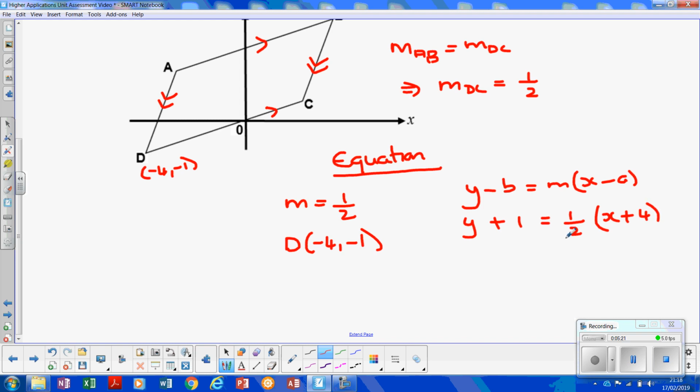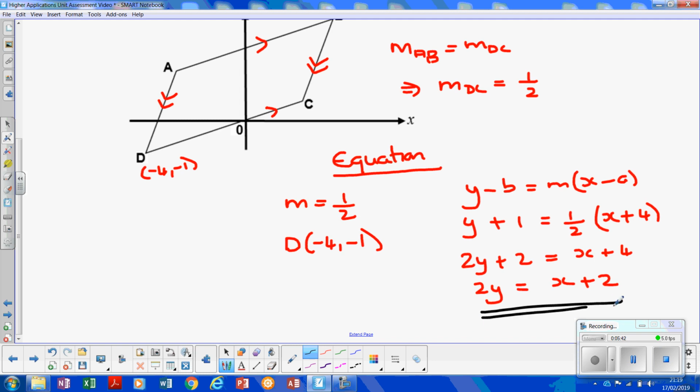So therefore, we'll multiply by 2 to get rid of that half. So 2y + 2 is equal to 1 lot of (x + 4), which is just x + 4. So 2y is equal to x. Take 2 away from both sides, so it's x + 2. And that's the equation of our line DC.